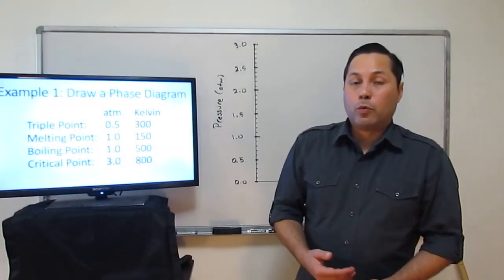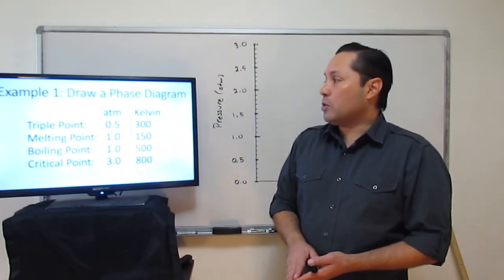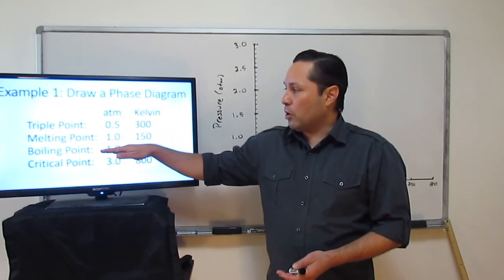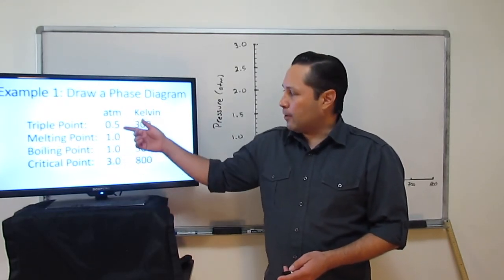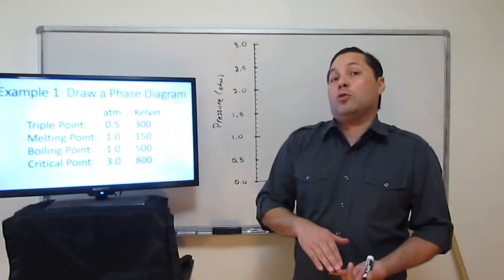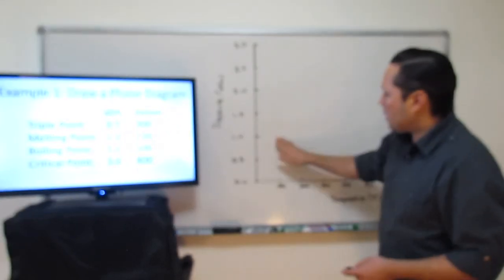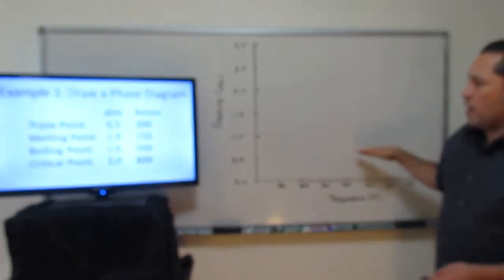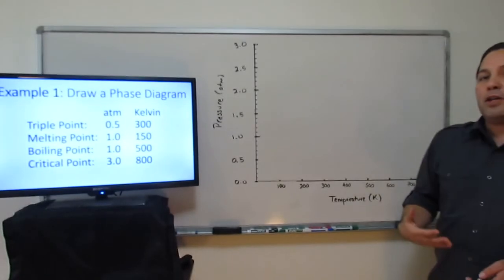In example 1, we're asked to draw a phase diagram using the following data. So given to us are the triple point, melting point, boiling point, and critical point. Now for the boiling point and melting point, notice that they're at a pressure of 1 atm. So that means that's the normal boiling point and normal melting point. So we're going to go ahead and put all the data into this x and y axis, where we're going to have the pressure on the y axis and the temperature in Kelvin on the x axis.